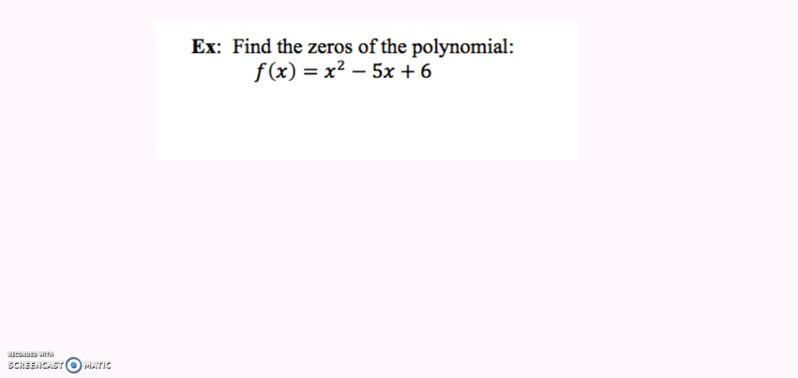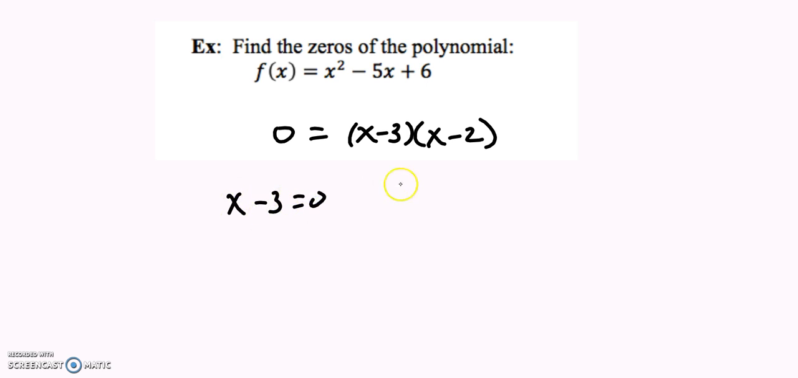So let's see how this fits in here. I just want to do this example first, and then we're going to do some polynomial long division. The zeros of x squared minus 5x plus 6, if you remember from before, we can factor this as x minus 3 and x minus 2. If we set this equal to 0, using the zero product property, we get x equals 2 and x equals 3.